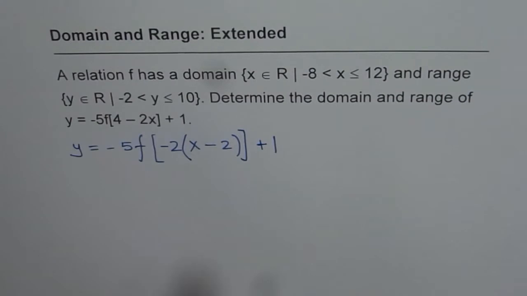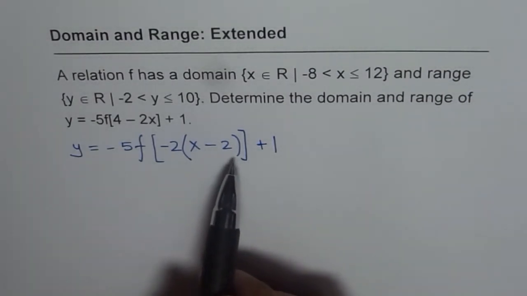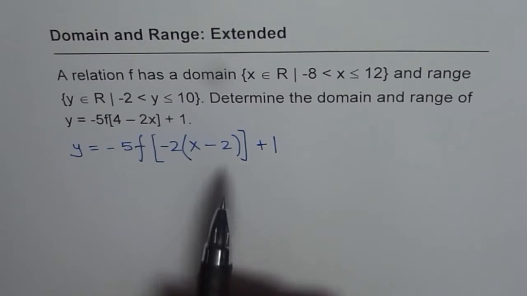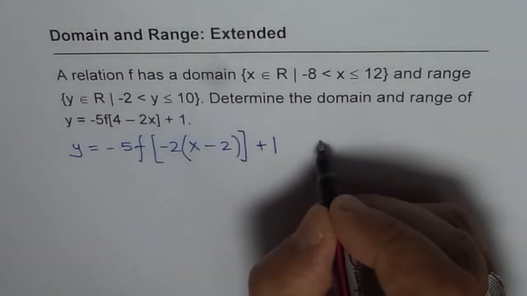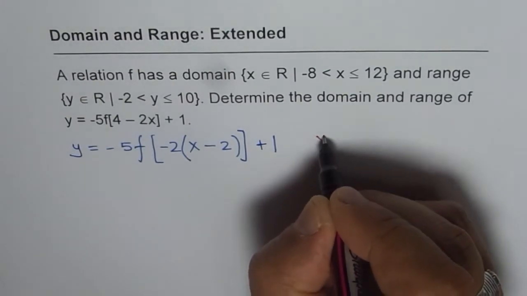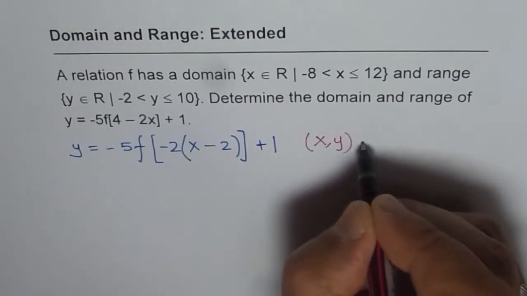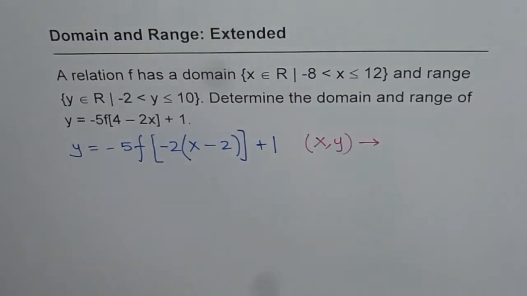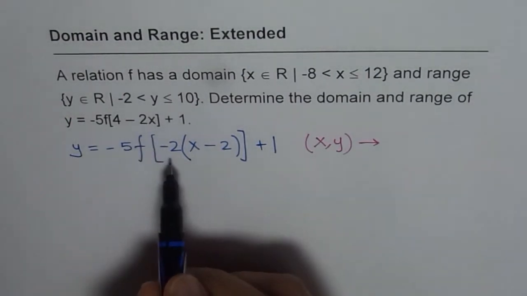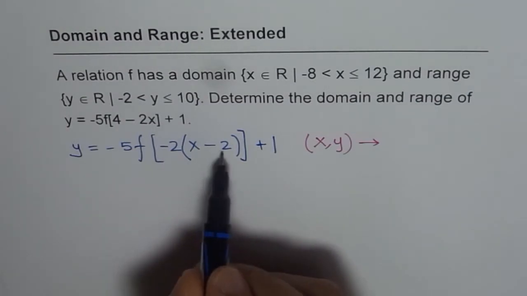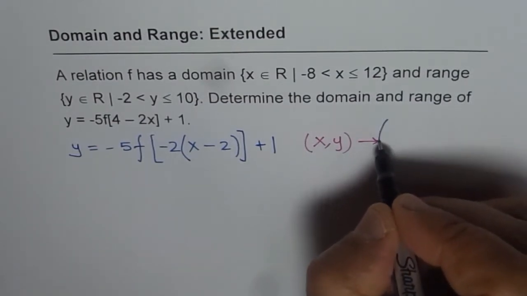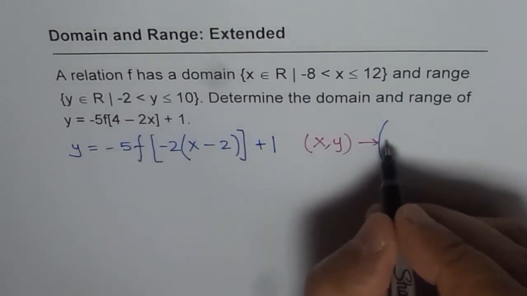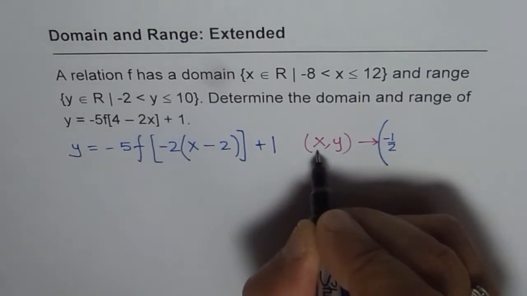Now once we know the transformed function, we also know how each and every point on the original function will get transformed. The transformation mapping is from an x value and y value for a coordinate. In the transformed function, x values will get divided by -2 and plus 2 because of this translation. So for x, it will be minus half of this x.